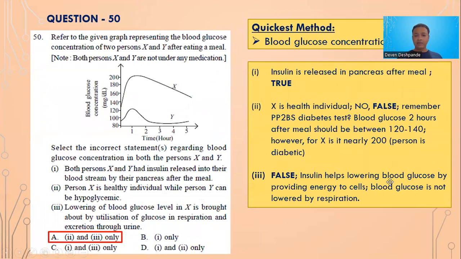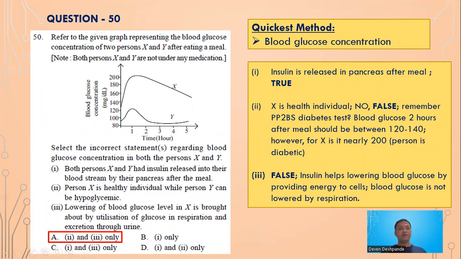Okay, question number 50, the last one. Refer to the given graph representing the blood glucose concentration of two persons, X and Y, after eating a meal. Okay, so select the incorrect statements regarding blood concentration of both X and Y. So insulin is released in the pancreas after a meal, which is true, isn't it? Both persons X and Y, they release insulin, which is true. Person X is healthier individual than person Y, which could be hypoglycemic. Person X is not actually healthy because you remember the PP2BS tests.